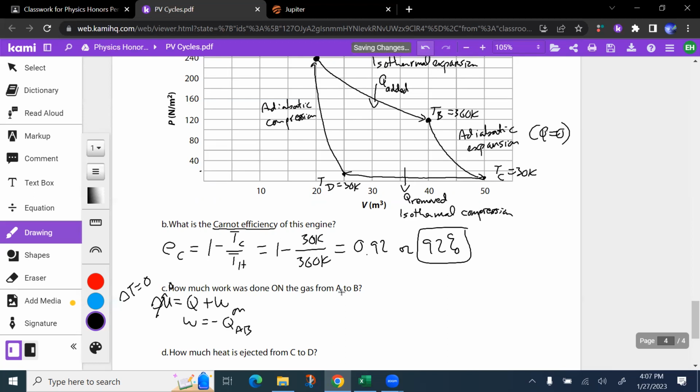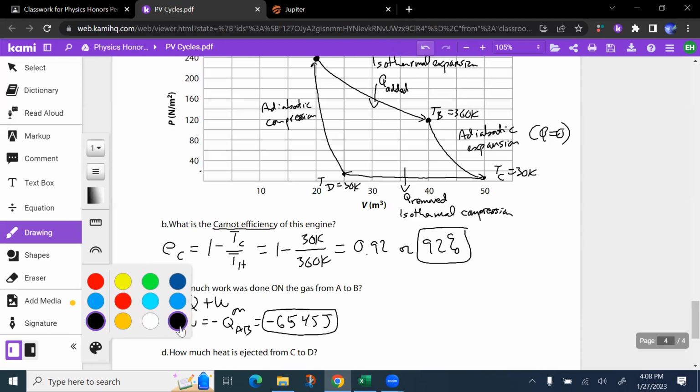Well, the negative of the heat from A to B would be essentially negative 6,545 joules, because that's the heat we were told was added to the system. So we can do it that way. Okay, that's one way to do it. The other way, no, I guess that pretty much is the way we're going to use, the first law of thermodynamics. I was thinking of something else, but that's not going to work for this point.